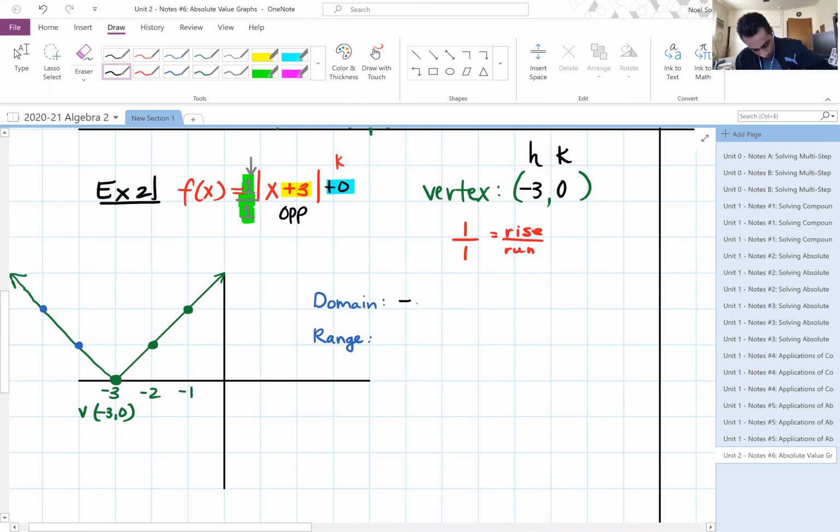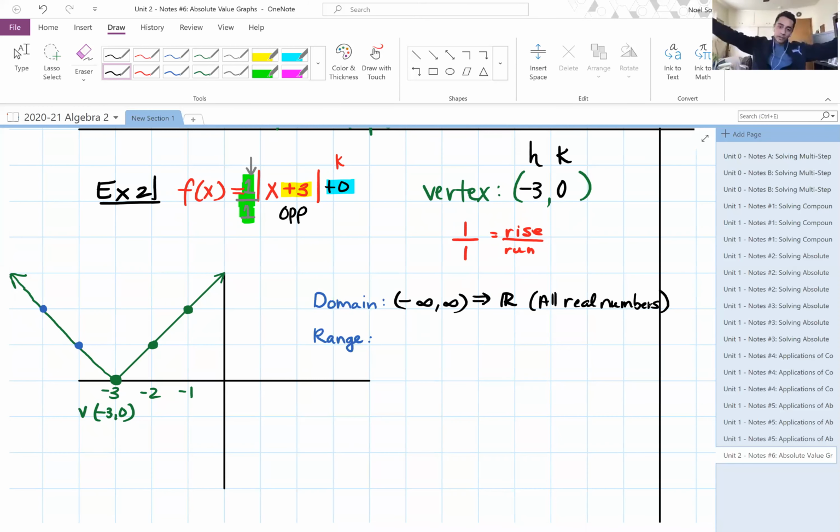So you could either tell me it's negative infinity to infinity, you could give me the all real number symbol, or you could literally write it out. Okay, those are all valid ways to say the same thing. All real numbers because this V also moves to the left forever and to the right forever, right? V shape that keeps opening in both directions. So it covers the entire x-axis. If you zoom out far enough, it covers the whole x-axis. Every number can be plugged in and get an output from that. That's what it means.